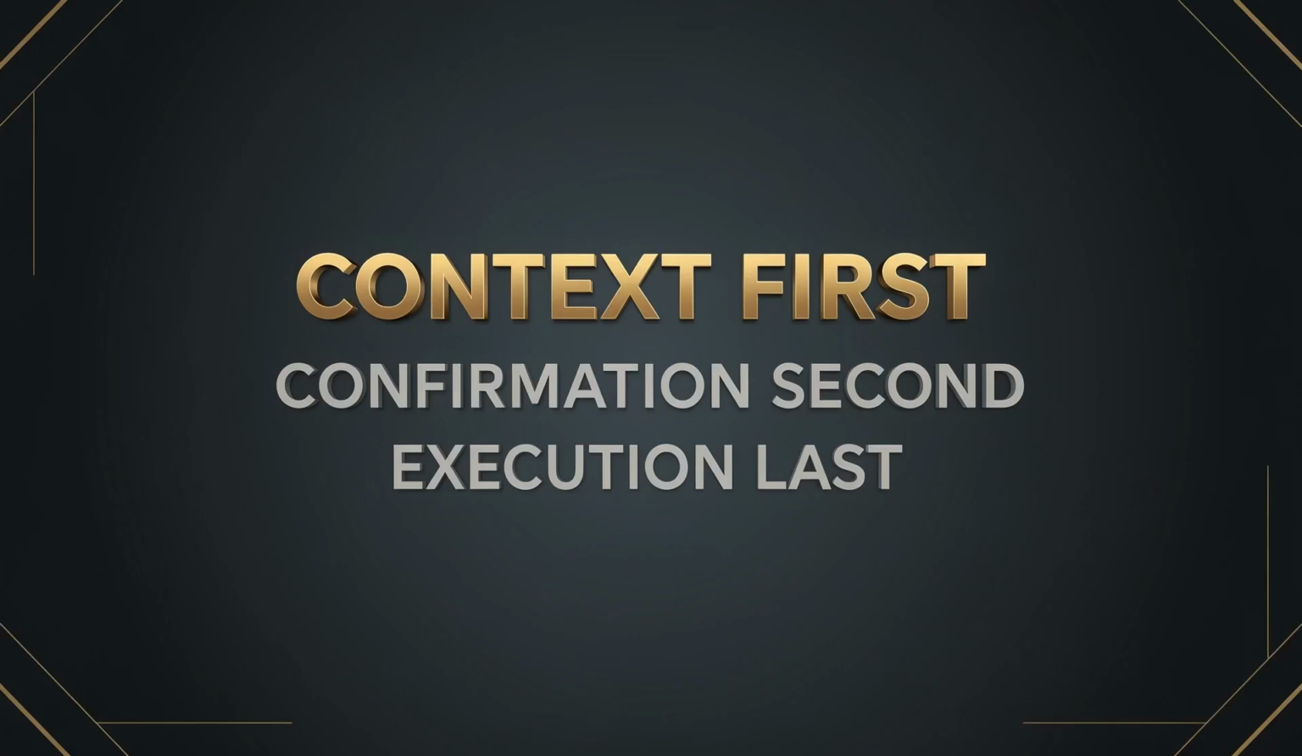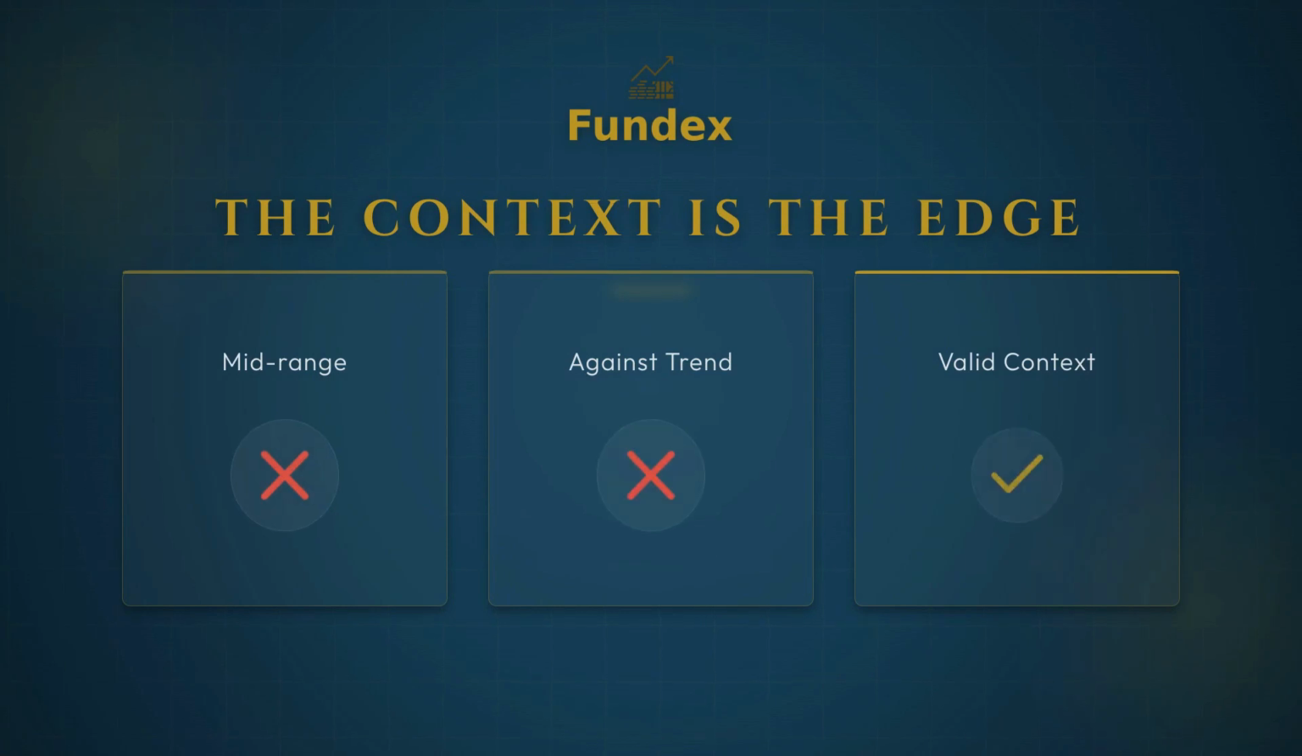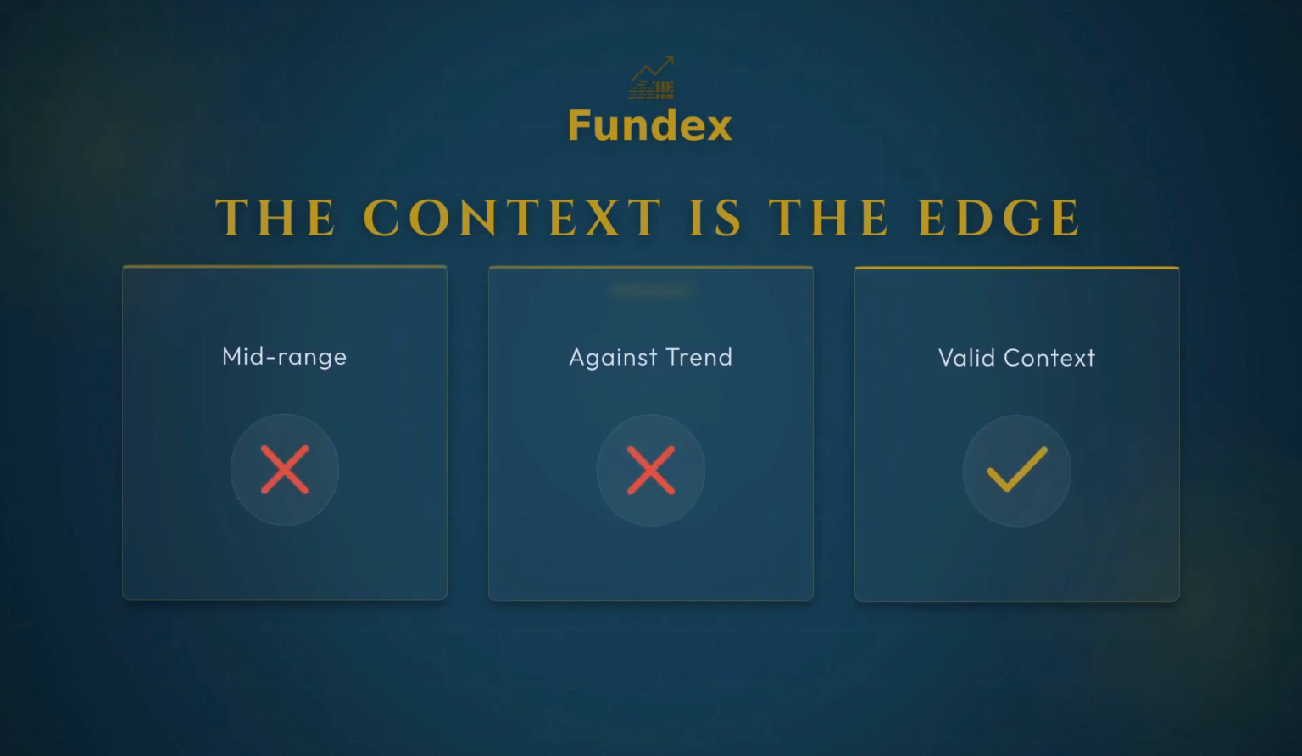The same process applies in both directions. Context comes first. Confirmation comes second. Execution comes last. There is another important detail traders must understand. Not every engulfing bar should be traded. Not every reversal candle should be traded. A candle pattern becomes valuable only when it forms at the correct location and supports the existing market narrative.